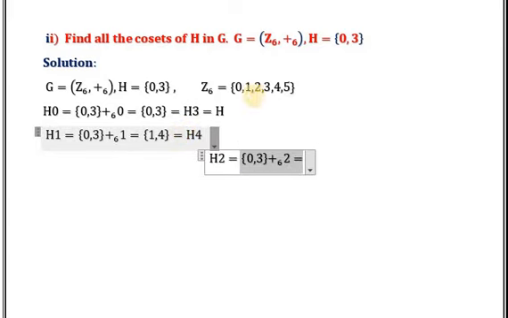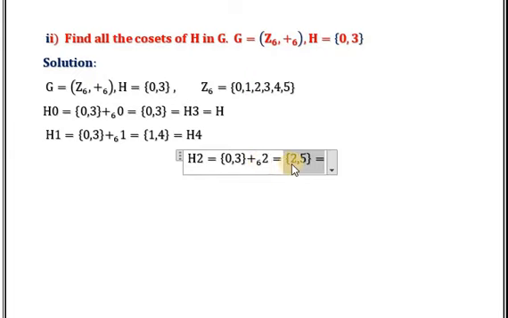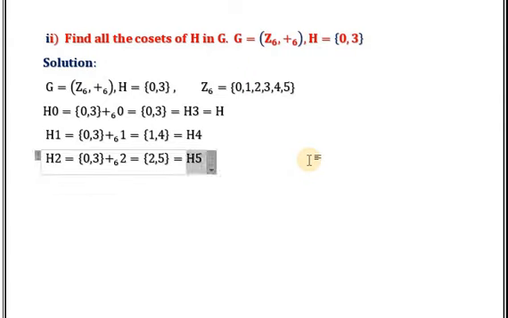Then H2 we will calculate. H2 means 2 plus 0 and 2 plus 3. Under modular addition 6, we get {2, 5}: 2 plus 3 is 5, and 2 plus 0 is 2. Then another set, H5, is also equal to {2, 5}. With 5, if you operate, 5 plus 0 is 5, 5 plus 3 is 8, and 8 minus 6 is 2.